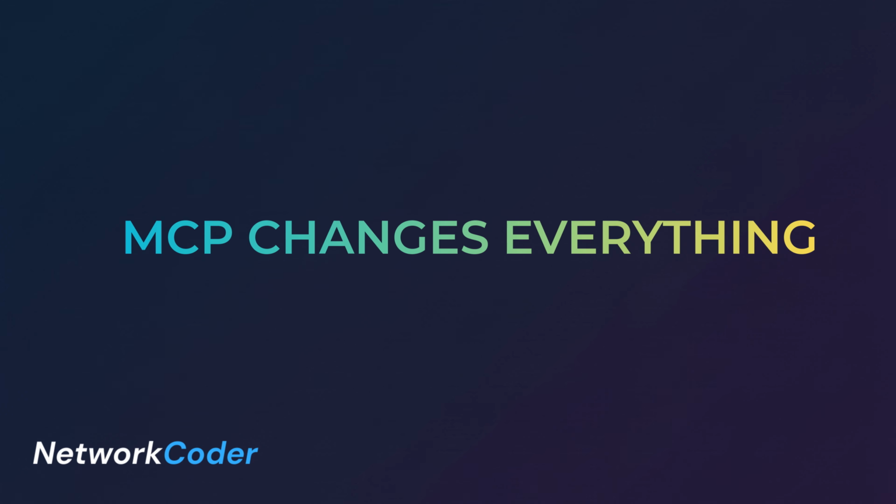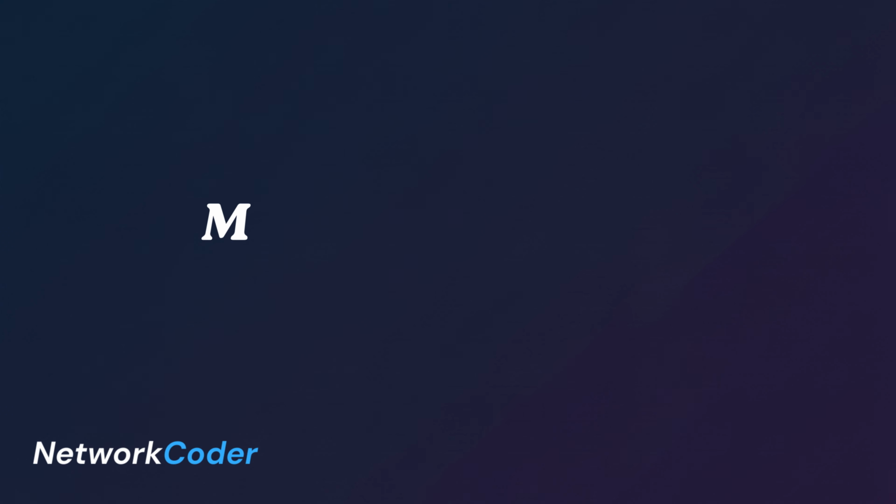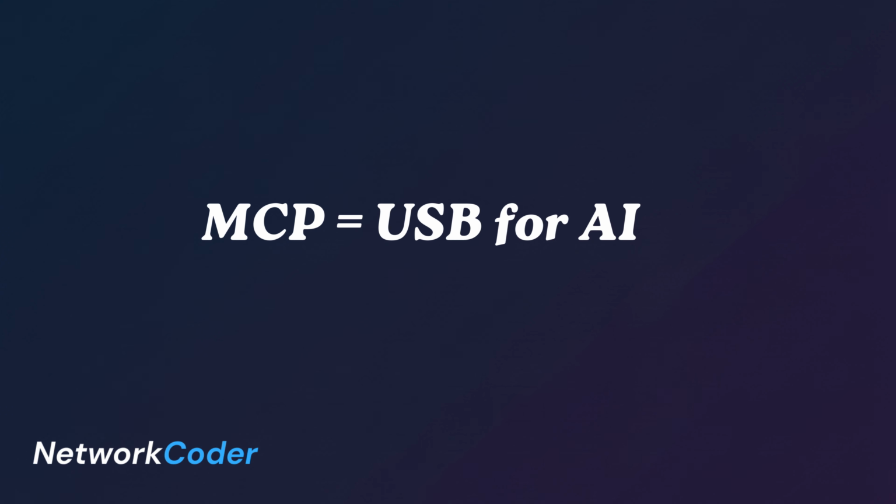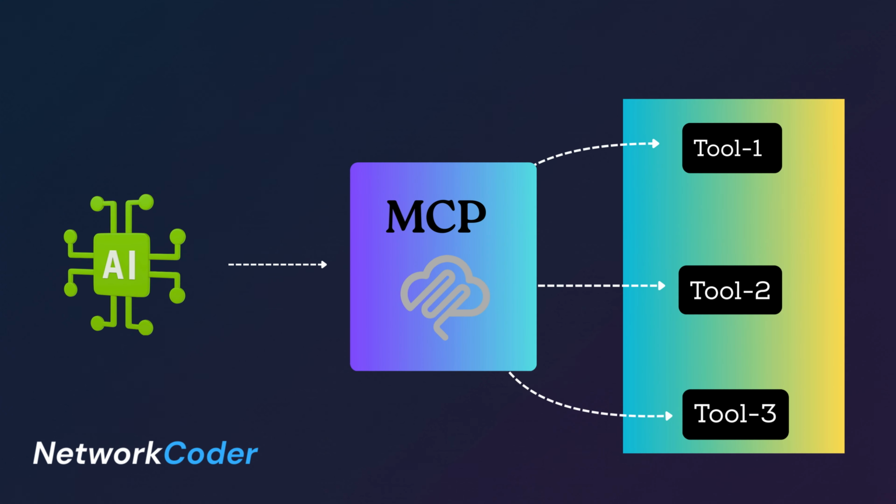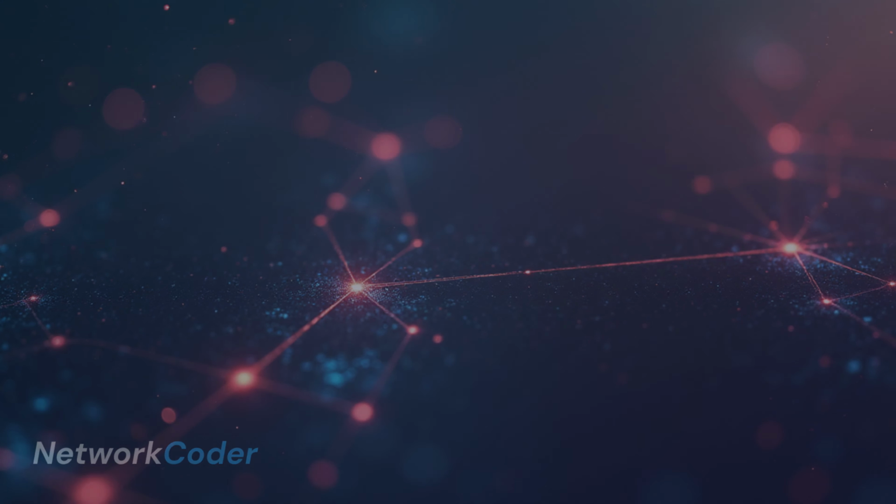So MCP changes everything. MCP, Model Context Protocol, is a universal standard. Think of it like USB for AI connections. Before USB, every device had its own connector. Printers, keyboards, cameras, all different. USB standardized everything. Now one port works with thousands of devices. MCP does the same thing for AI. One protocol to connect any tool. It was developed by Anthropic and it is completely open source.